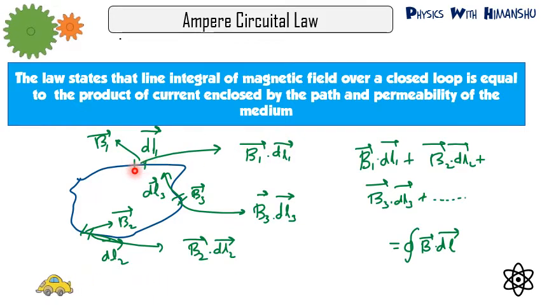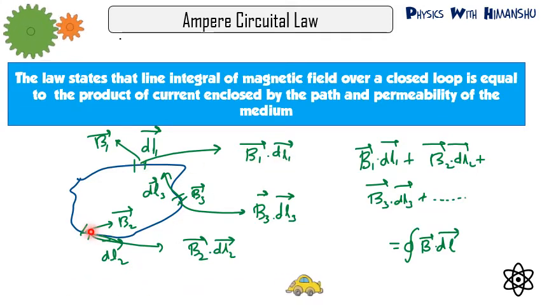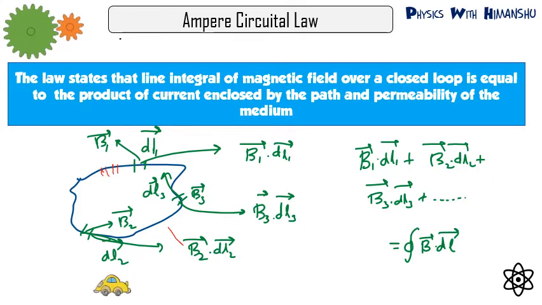Suppose at this point length vector is dl1, magnetic field is B1. So line integral for the small length will be B1 dot dl1. Similarly, for the small length dl2, line integral will be B2 dot dl2. Similarly, for the small length dl3, line integral will be B3 dot dl3. If you take small lengths on the full loop, here, then here, then here, then here.